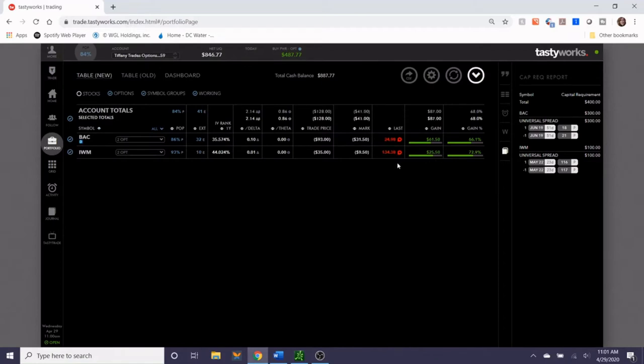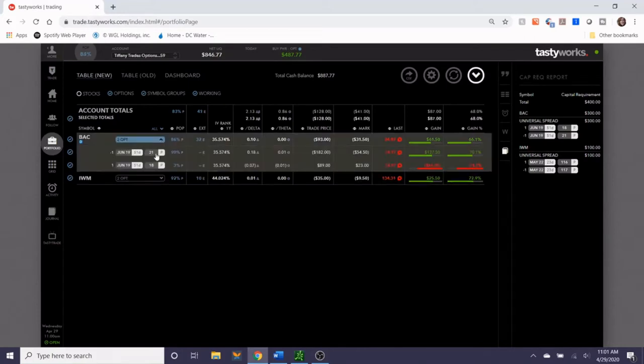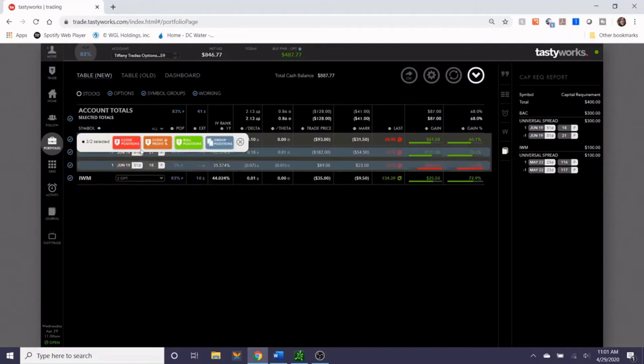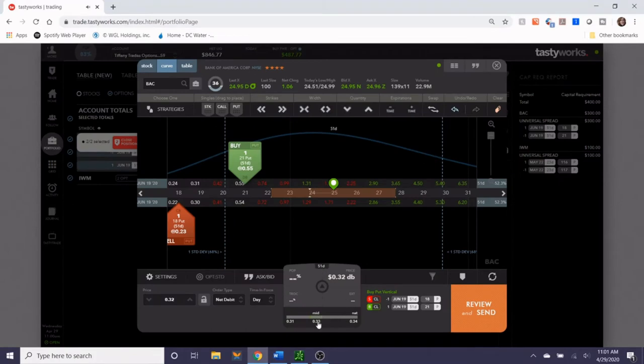I'm going to close these positions today because these are beyond our 50 to 55% profit, and then I'm going to think about the next position to open. So instead of selecting the legs and closing at a percentage of profit, I'm going to instead select these legs and just close the positions as is.